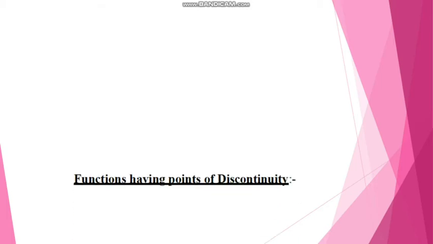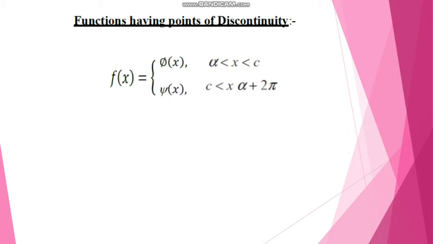Later we are going to see functions having points of discontinuity. For this, let f of x be a function that is defined by phi of x when x lies between alpha and c, and psi of x when x lies between c and alpha plus 2 pi. Here one can observe that c is the point of discontinuity of the function f of x over the interval alpha to alpha plus 2 pi. That means it has a finite number of discontinuities.